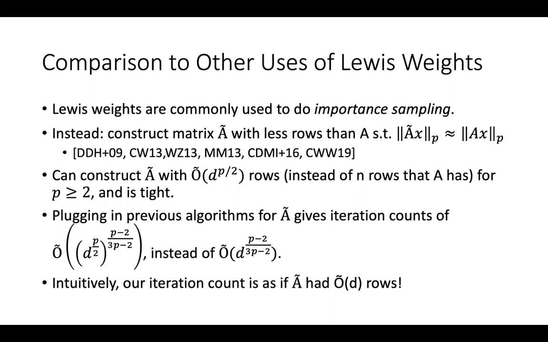It's larger by a P over 2 power than our iterations, which are almost always at most D to the 1/3, independent of what P is. So in some sense, our algorithm is doing as well as if A tilde had a D polylog number of rows, which is actually not possible. A tilde needs D to the P over 2 rows, but our algorithm bypasses this framework of using Lewis weights to do importance sampling and directly goes for the ellipse approximation that is needed in the algorithm. And that's how we get D to the 1/3 iterations instead of a much larger iteration count.